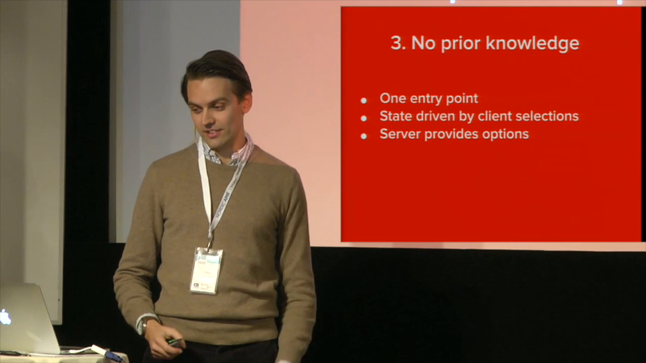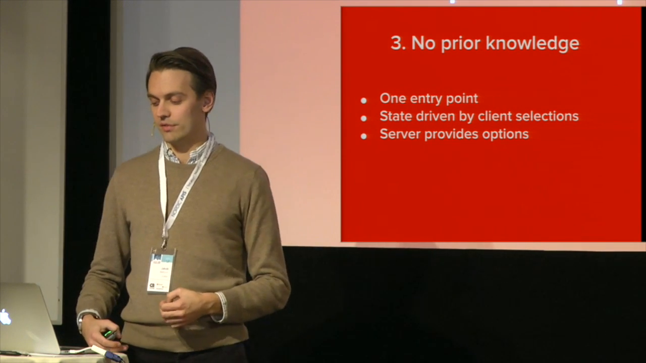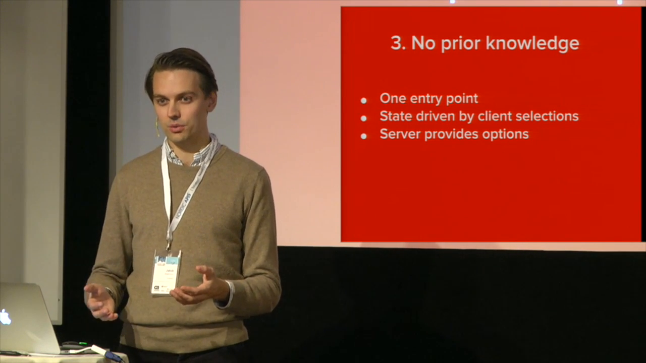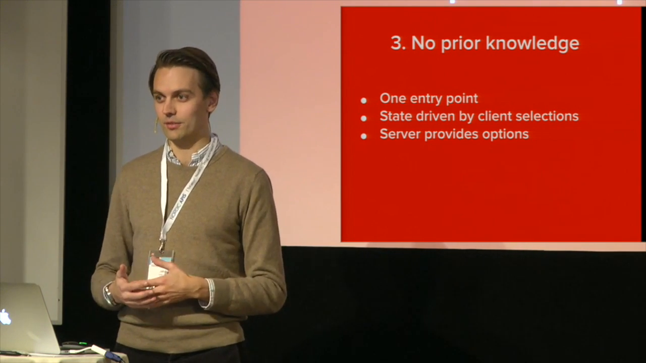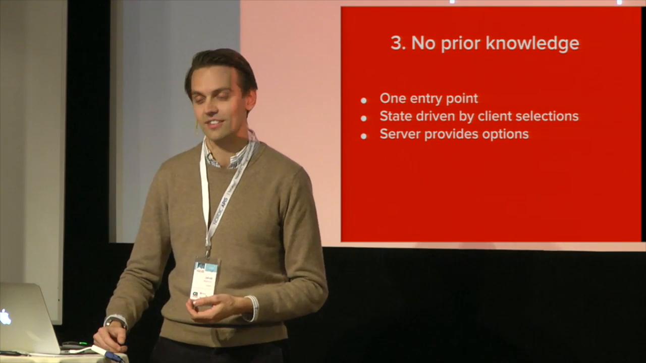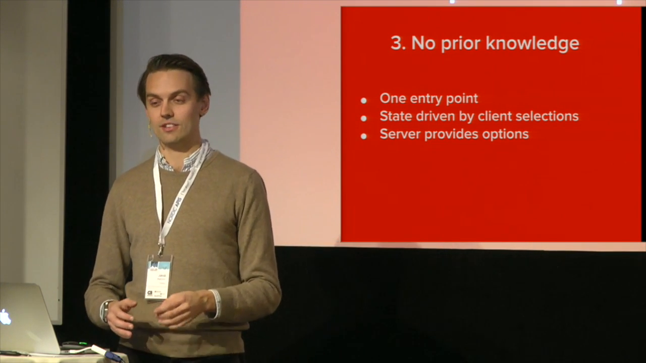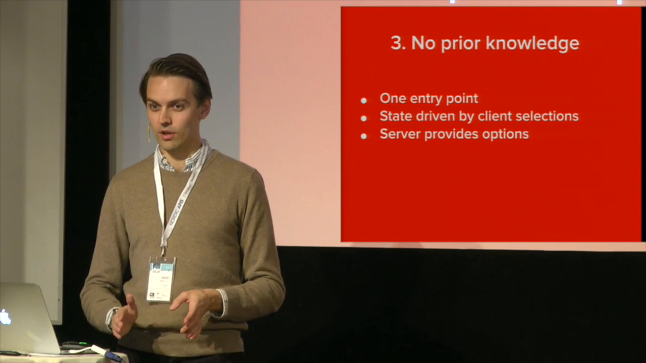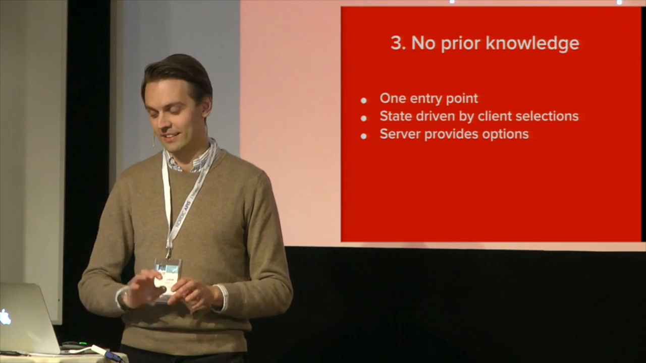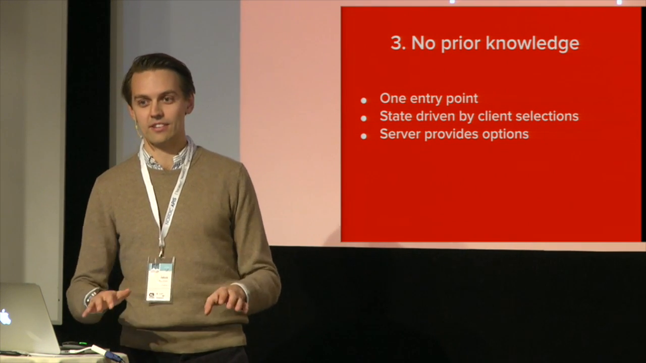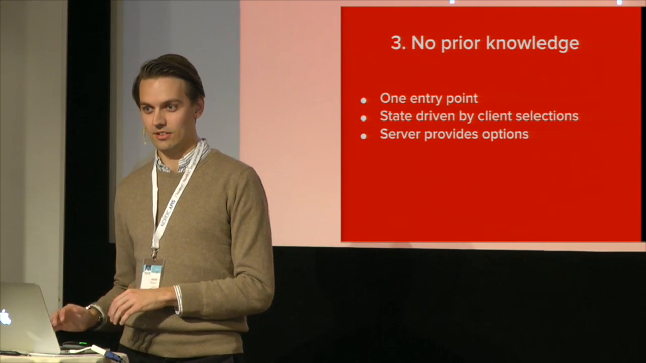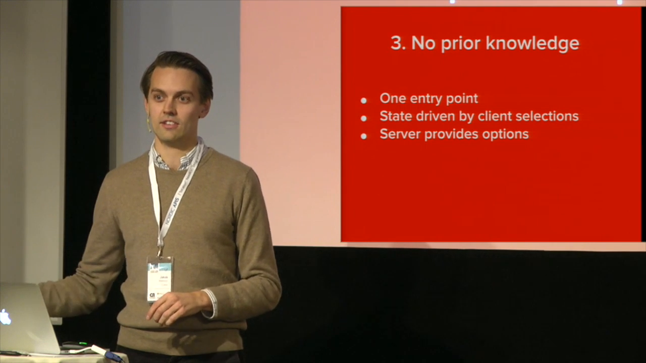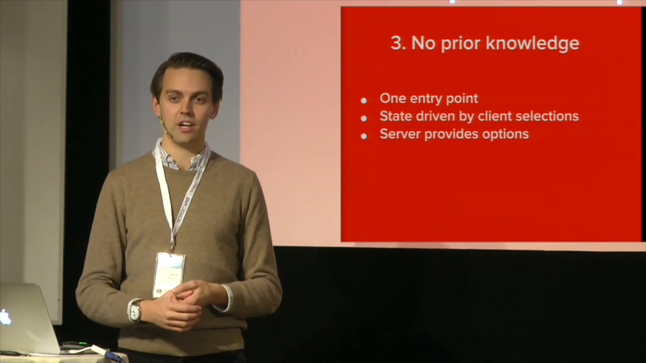And the third bullet here is, well, put in a different way than the other ones, that there should be no prior knowledge. Once again, obviously you have some knowledge of the API you're going to be using, otherwise it's kind of nuts to use it. But you shouldn't need it. There should be one entry point, like when your grandmother goes to Facebook. She goes to facebook.com, probably through a bookmark because she doesn't like typing. And everything is state-driven by client selections. The client acts on the data that it gets back, and that changes state of the system. And the server provides the options.